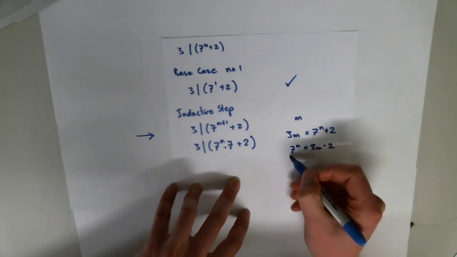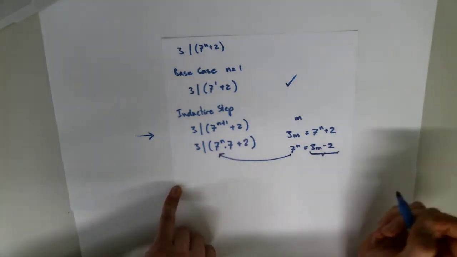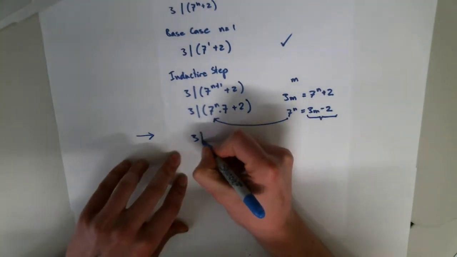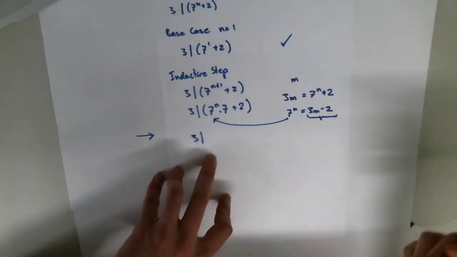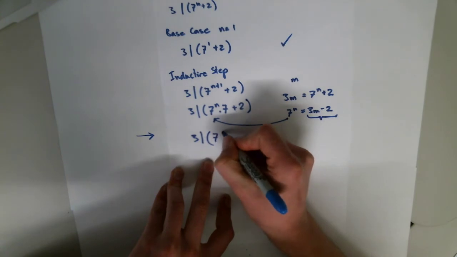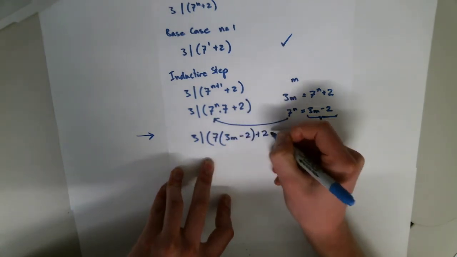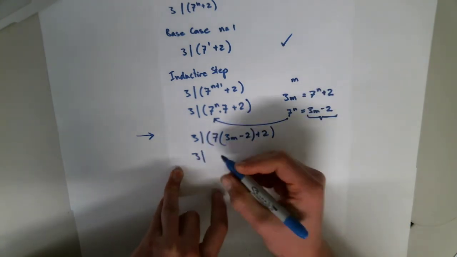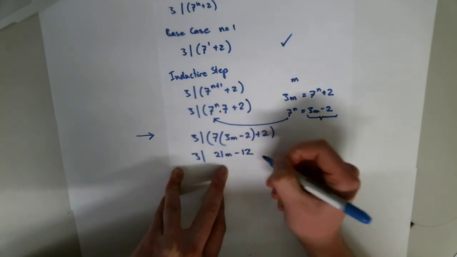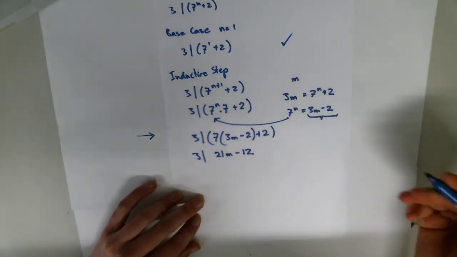Now we can replace the 7^n in here with this expression. Yes, it does look like this is making it more complicated, but it will very quickly simplify out into something that's obviously divisible by 3, which is why we're doing it like this. So writing it explicitly, we've now got 7 times (3m minus 2) plus 2. If you figure that out, you're going to get 21m minus 12.